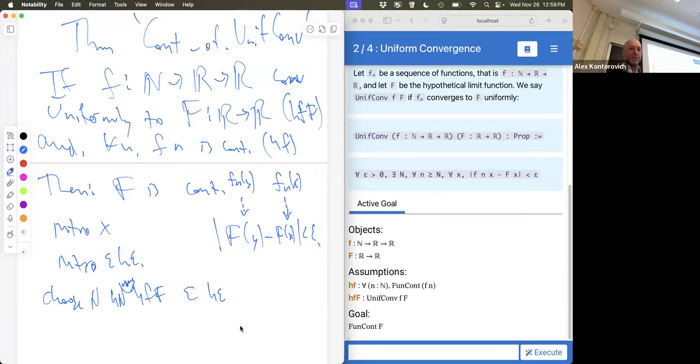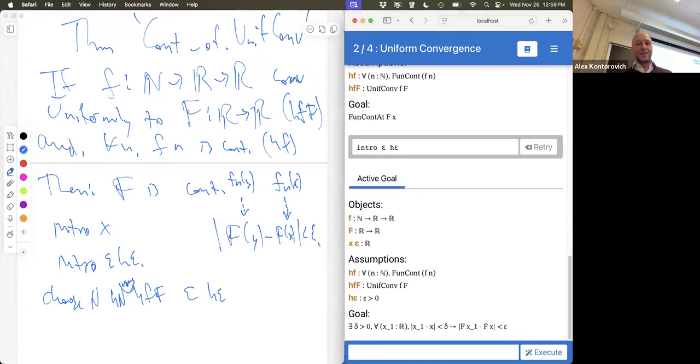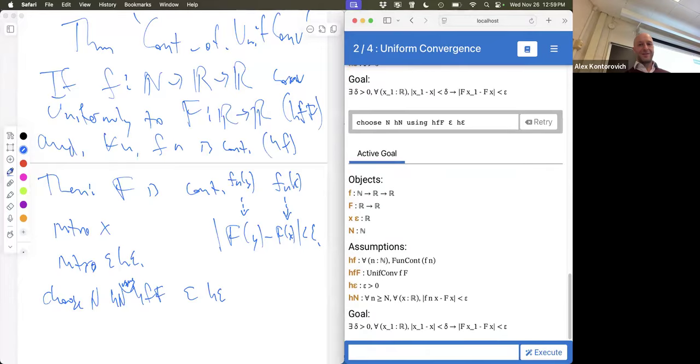You want to see this as we go along? Will that help you? Intro x, intro epsilon, h epsilon. Okay, and then choose N, HN using HFF, epsilon, h epsilon. So now we have a capital N, so that for all n greater than capital N, and for all inputs little x, Fn of x minus F of x will be less than epsilon.